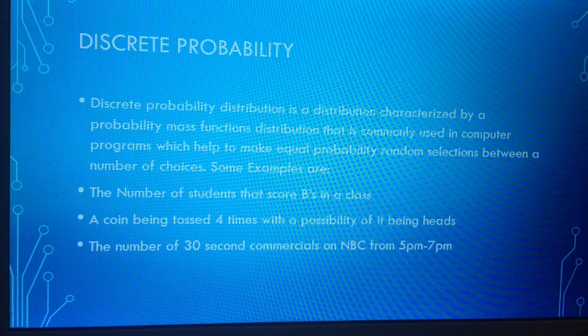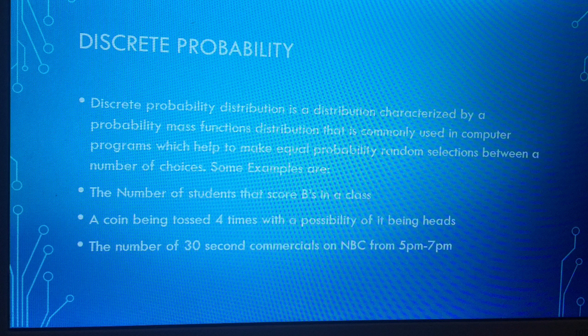So as I mentioned before, a discrete probability distribution is characterized by a probability mass function that is commonly used in computer programs, which help make equal probability random selection between a number of choices. Some examples are the number of students that scored a B in a particular class or course, a coin being tossed 4 times with the possibility of it being heads, or the number of commercials about 30 seconds that appear on MSNBC from 5 p.m. to 7 p.m.